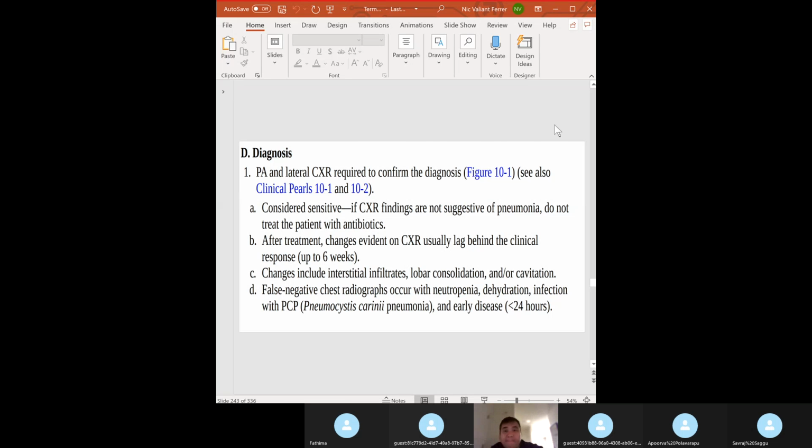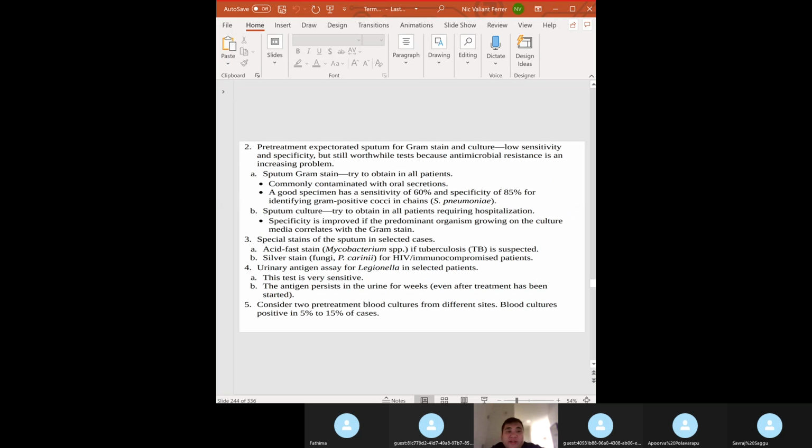How are we going to treat them? Of course, it depends upon the gram stain and culture. You need to obtain sputum gram stain for everyone and sputum culture. Acid-fast stain for mycobacterium if TB is suspected. You can also do silver stain for pneumocystis pneumonia in HIV immunocompromised patients. If you suspect Legionella, check the urinary antigen assay, high yield for Legionella.